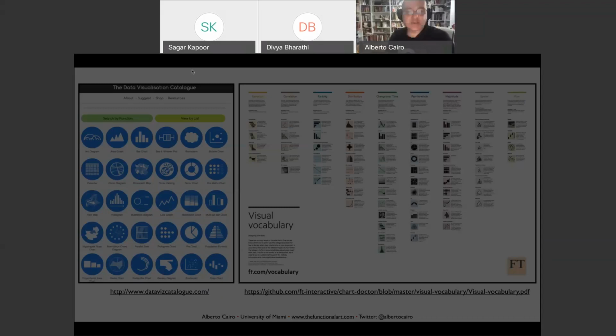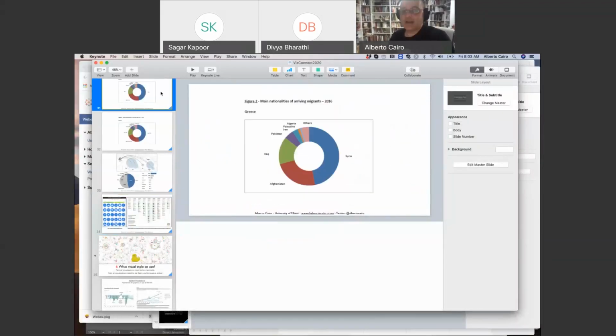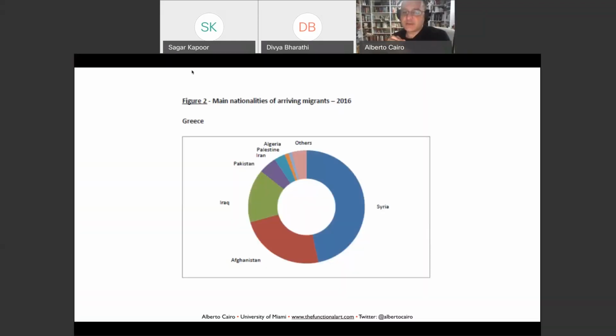Take a look at this chart, for example. It's not a great chart, right? It could be improved, and I'm going to tell you how I would improve it, right? This is a chart that shows the total of migrants who arrived to Greece in 2016, where they came from, which percentage came from which country, right? This chart immediately tells me that almost half of the migrants who arrived to Greece were from Syria, right, in 2016. And then the other half came from other countries. And it conveys that message really, really well, right?